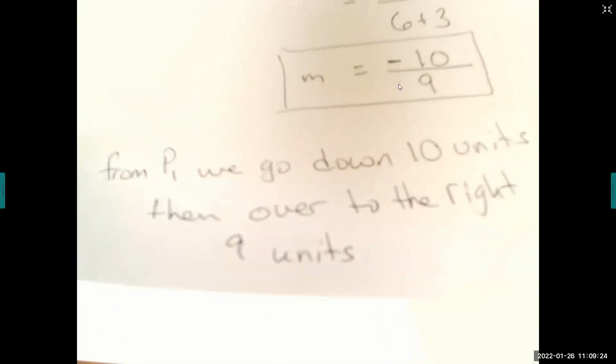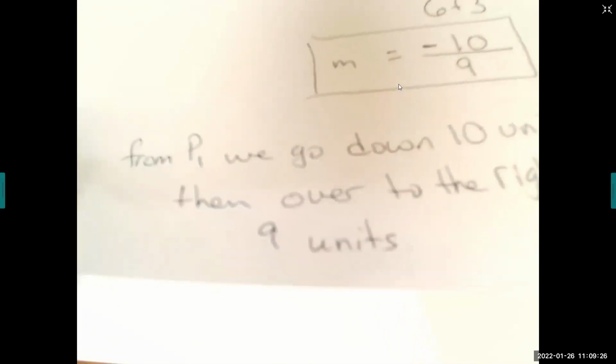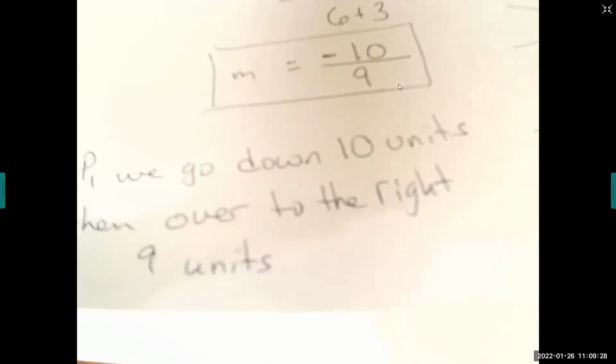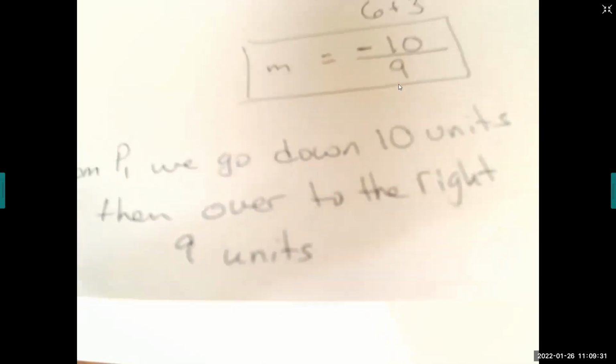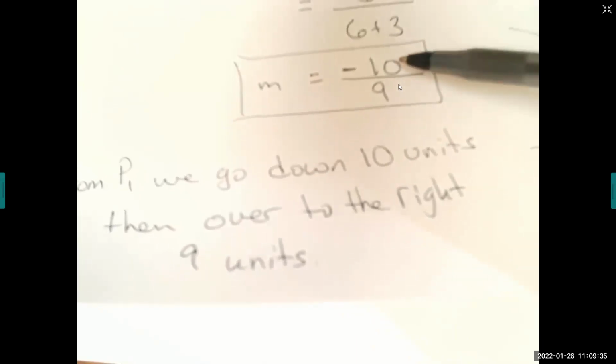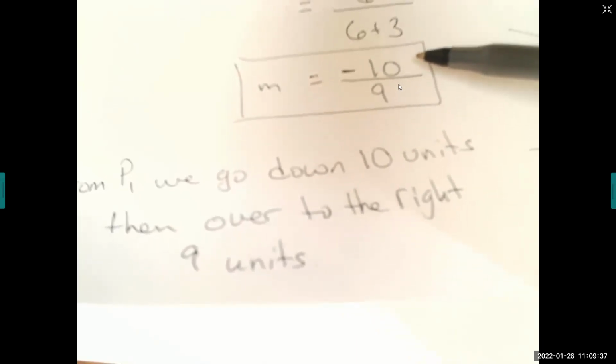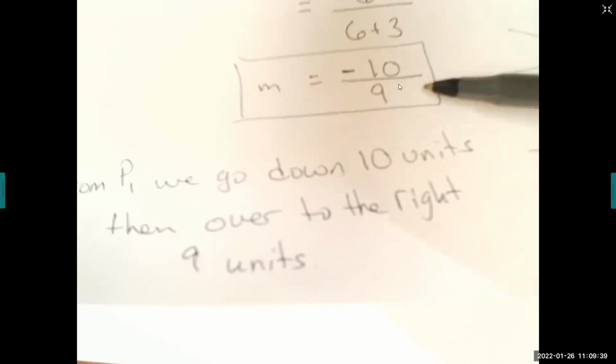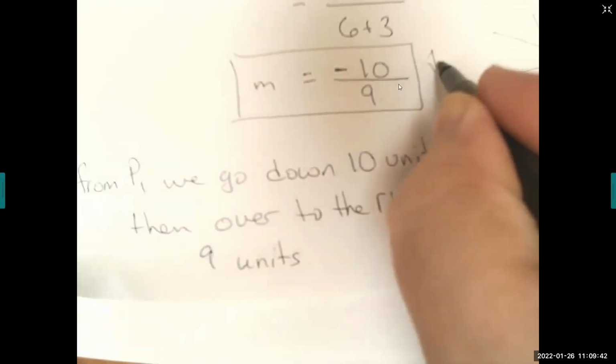There it goes. So from point one, we go down 10 units, then over to the right 9 units. That's how we read the slope. The top one, we go up or down, and the bottom always goes right.